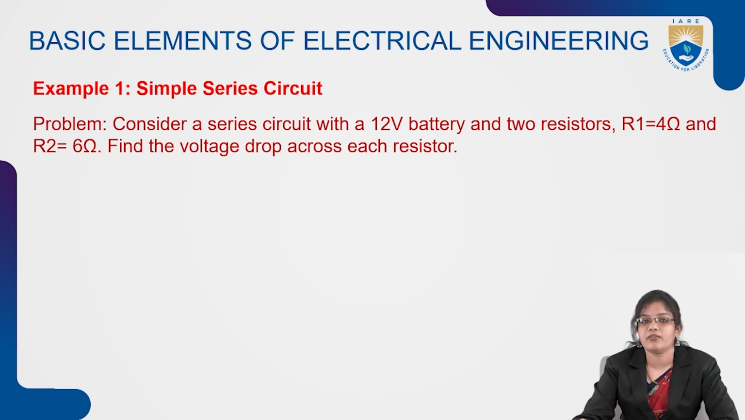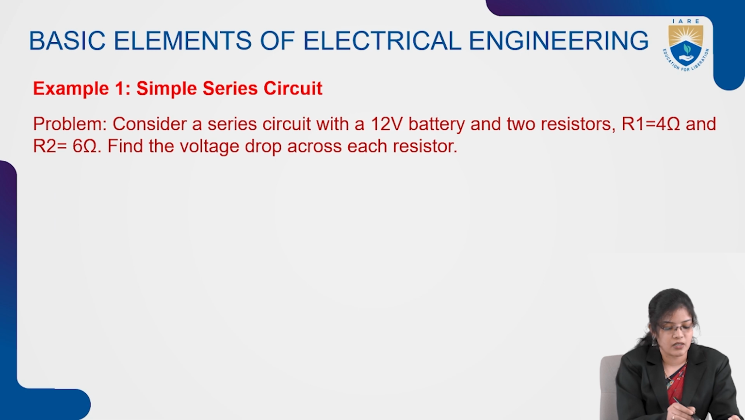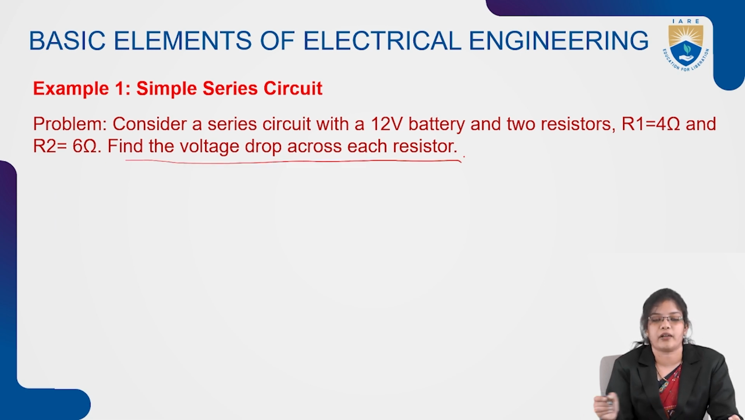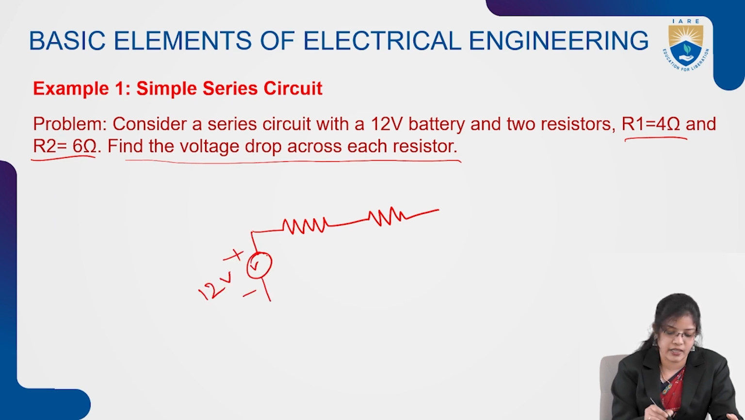To understand the Kirchhoff voltage law more, we'll solve one problem on it. Here is one example problem: consider a series circuit with a 12 volt battery and two resistors, R1 of 4 ohms and R2 of 6 ohms. Find the voltage drop across each resistor. These two resistances R1 and R2 are connected in series, and a source of 12 volts, taken as V, is connected.